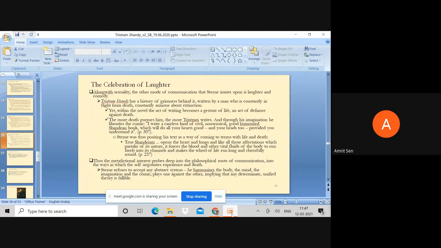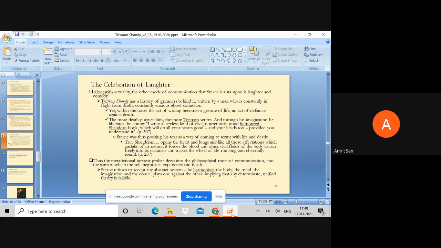And along with sexuality, what he celebrates also is laughter, right? He's talking about the comic, he talks about writing a careless kind of civil, nonsensical, good-humored Shandian book. And he talks about Shandyism. Tristram Shandy is one of the most cult books that was ever written. You tend to think of cult books only as something postmodern or modern. No. This is one of the first cult books ever written in the English language, which disrupted everything, right? It was a book which challenged almost every given technical, philosophical aspect. And he says true Shandyism, in provoking laughter, opens the hearts and lungs. It forces the blood to run freely into its channels and makes the wheel of life run long and cheerfully round.